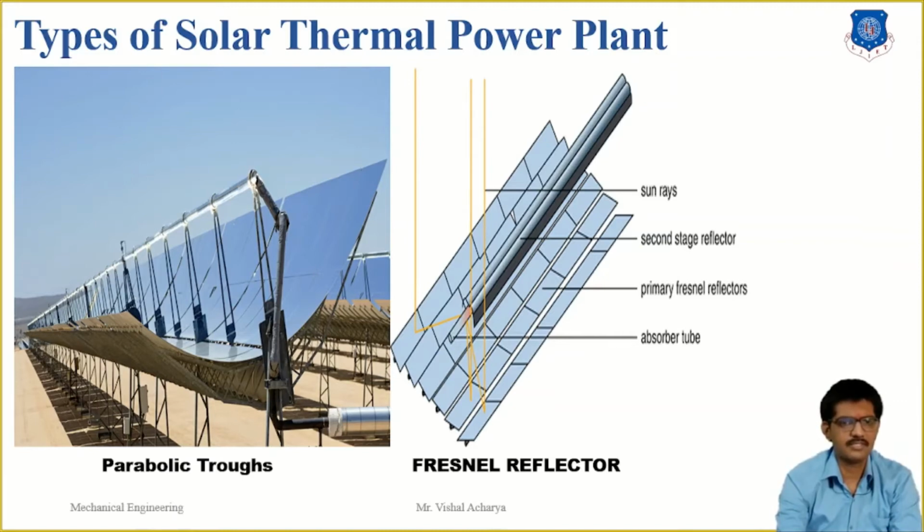Here you can see the first type of linear concentrating solar power plant. In the first figure you can see the parabolic trough system. The parabolic trough system is the most common concentrating solar power plant system.